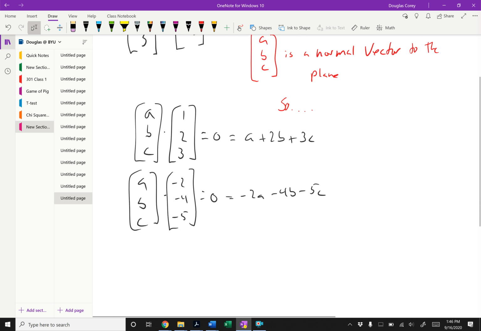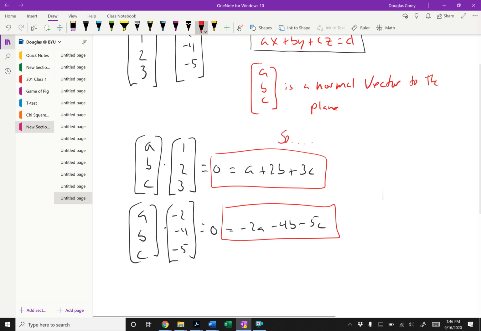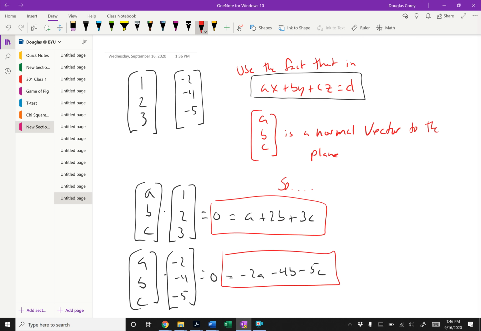And so I have two equations to work with. I have that one, I have that one. I have two equations and I have three unknowns. So some of you may be thinking, Brother Corey, you don't have enough information to solve this. And I haven't got D in there yet anywhere. So where's D going to come in?